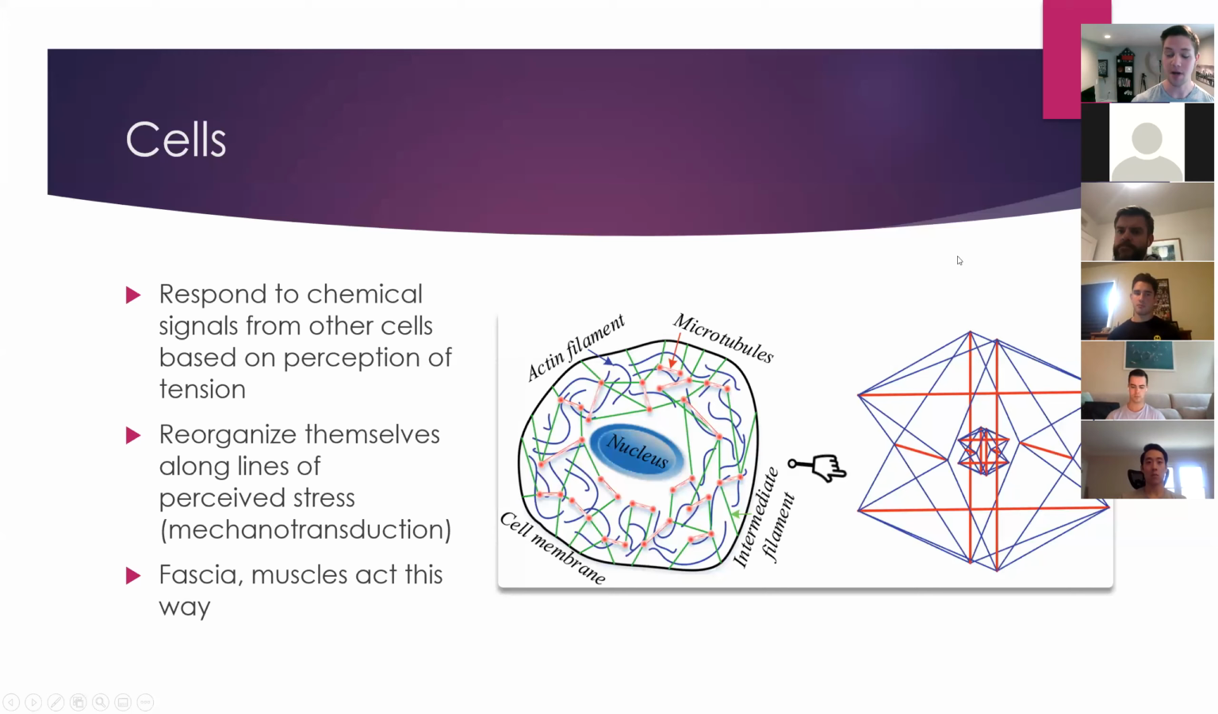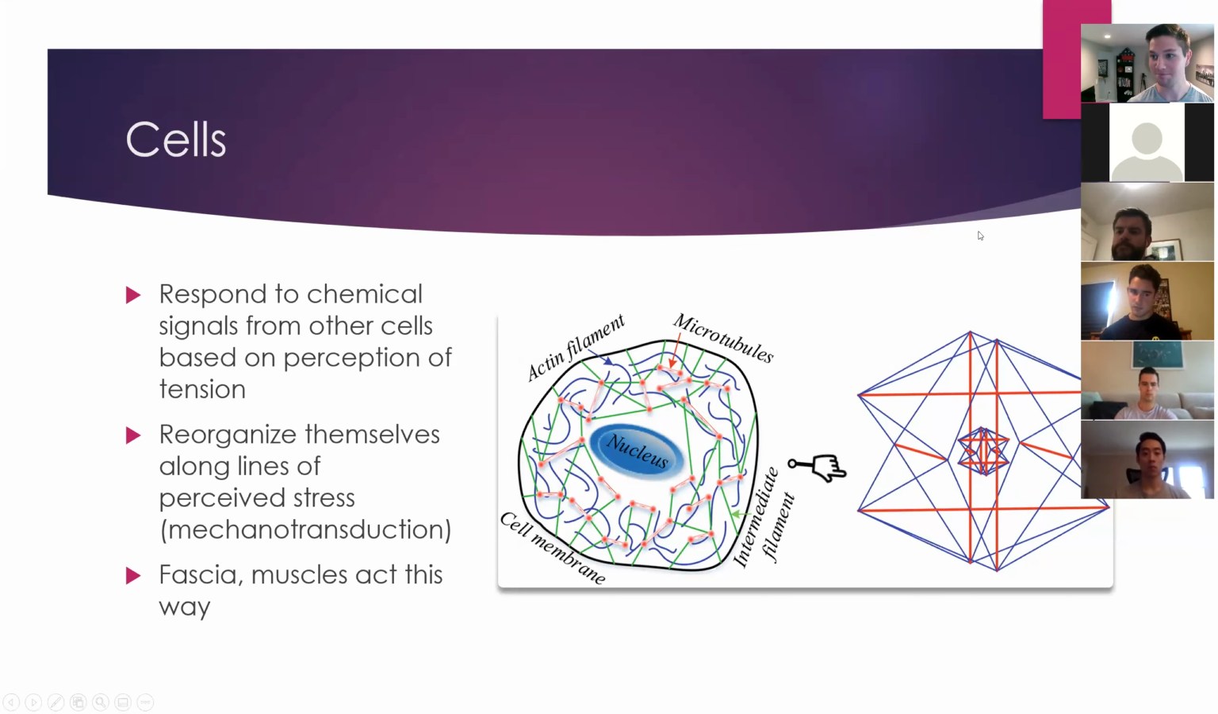Cells do this. You might look at a cell and it looks kind of like a blob, like that cell on the left right there. It doesn't look like there's anything strategic going on with it, right? But what that cell is doing is responding to chemical signals from other cells as well as tension based on perceived lines of stress. This is called mechanotransduction. Fascia acts this way and muscles act this way because we're just made up of a bunch of cells. If you look at the thing on the right, that looks like a cell with a nucleus, but I also think that looks like an atom.